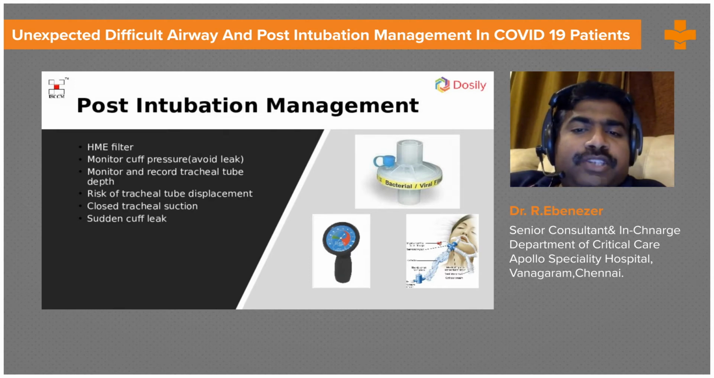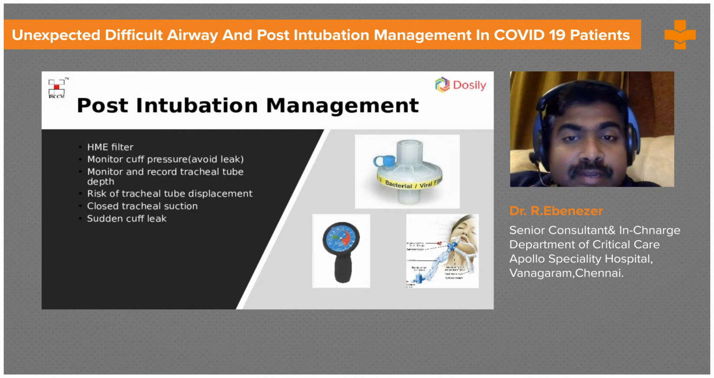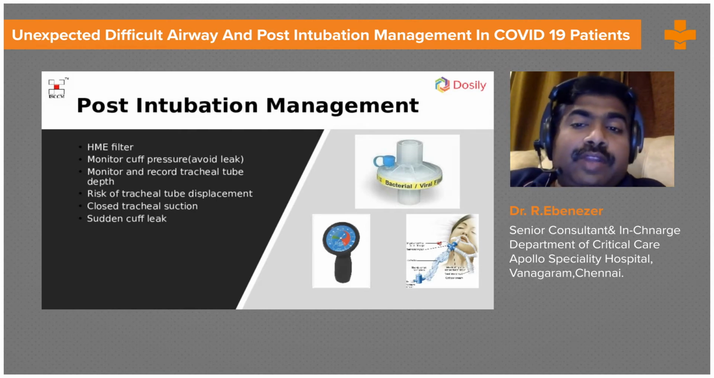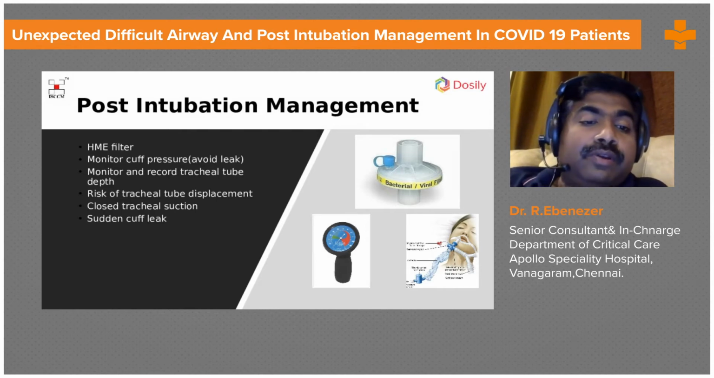So cuff pressure monitoring is very, very crucial. Every shift, every time, the technician and the staff should monitor the cuff pressure. Keep it just 5 centimeters above the maximum inspiratory pressure which you are giving. And monitor and record the tracheal tube depth. The tracheal tube might slip in. So just see to that you are able to monitor that, having a close monitor on that.